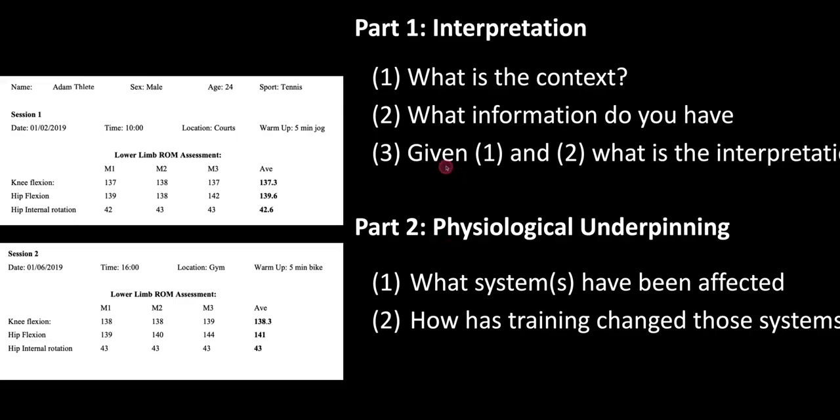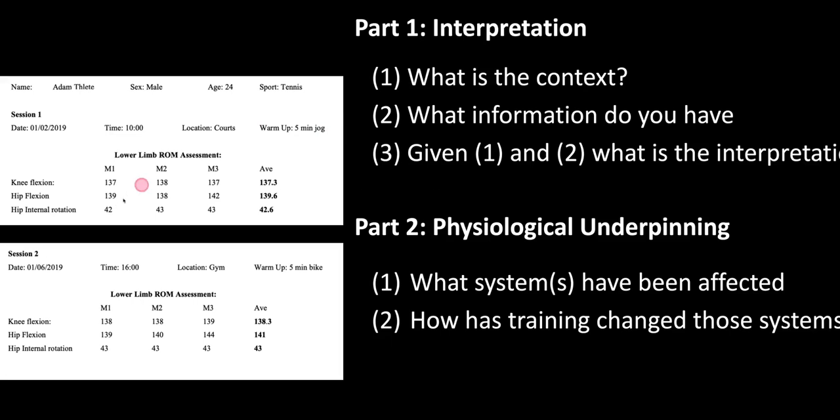So given one, the context that he's trying to improve flexibility, and two, the information that we've got. So the information is really quite small increases alongside important differences in how those measurements were taken.